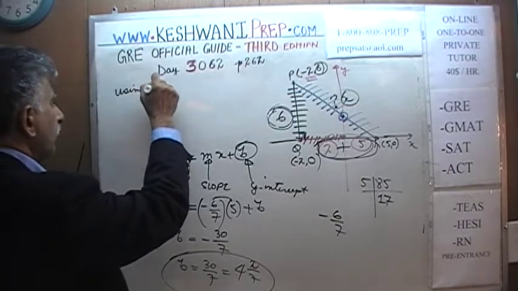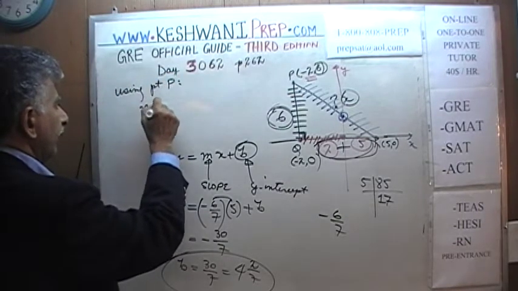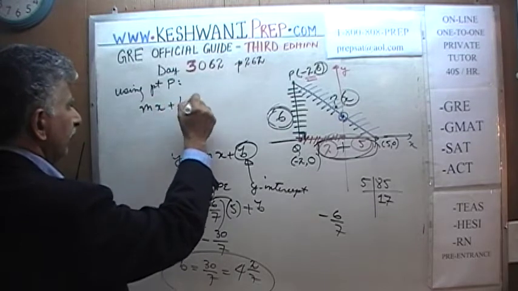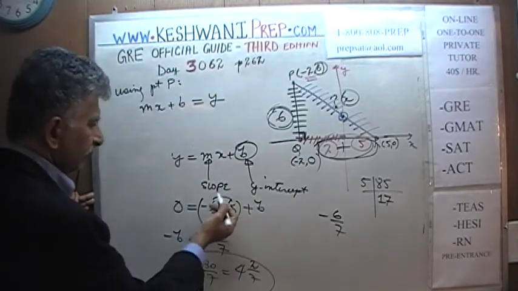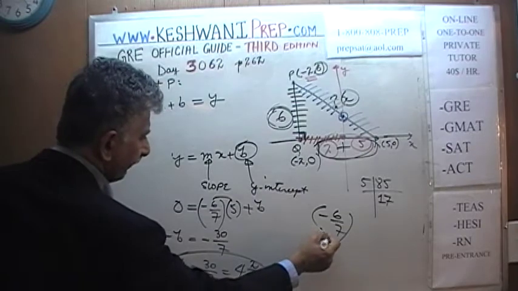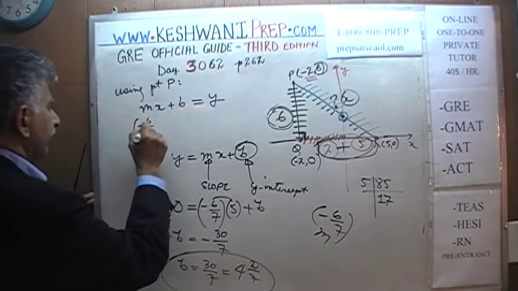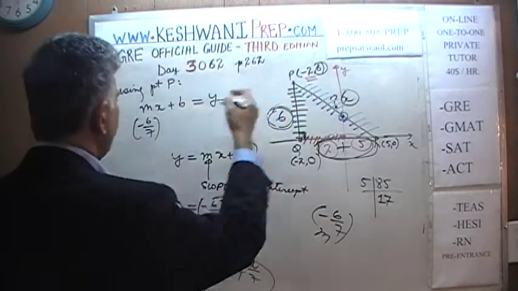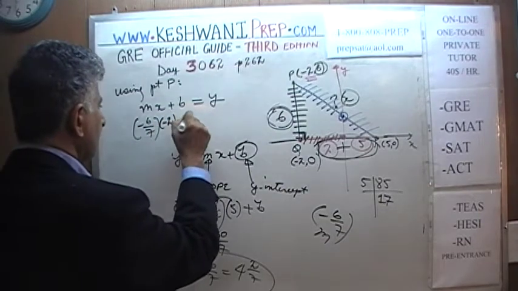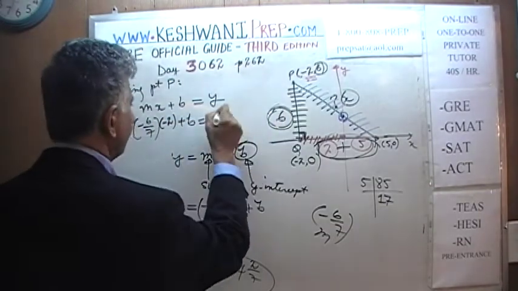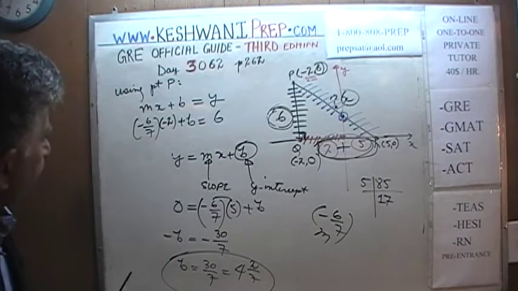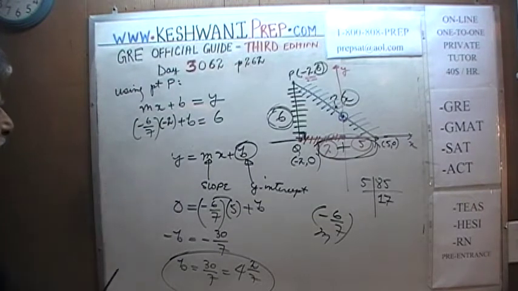Using point P. Again, mx plus b equals y. M, the slope, is right here. That's our m, that's the slope. Negative 6/7. And now we're using this point, so the x is going to be negative 2, and y is 6. Let's see what we get, shall we? This is going to require more work.